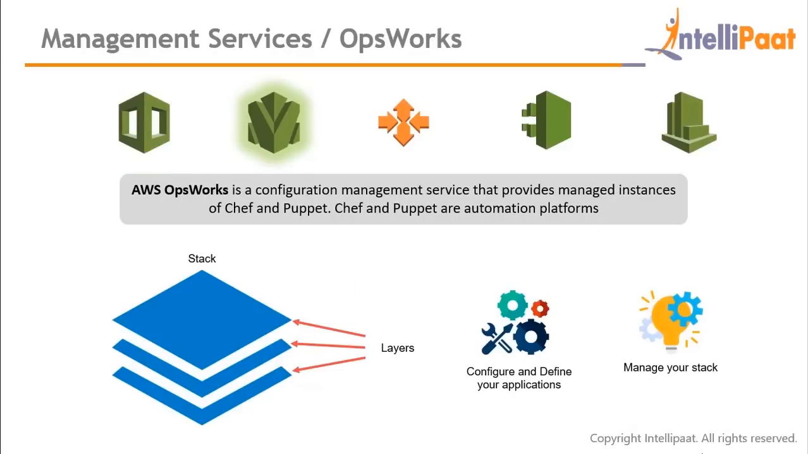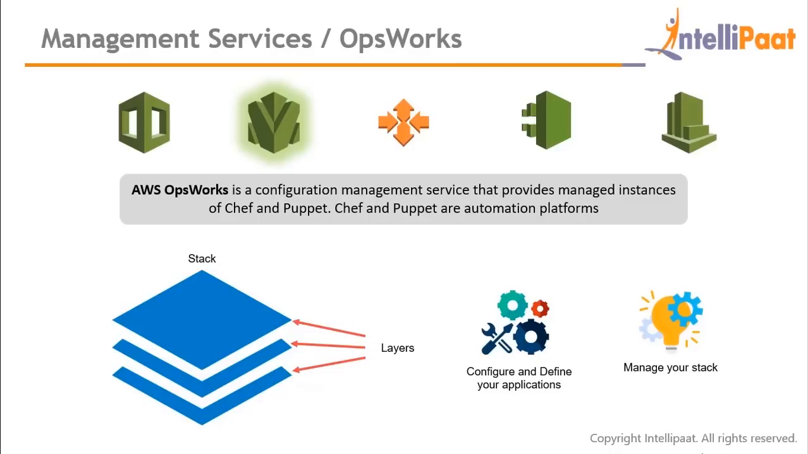AWS OpsWorks is a configuration management service. OpsWorks provides managed instances of Chef and Puppet. So what are Chef and Puppet? They are automation platforms that allow you to use code to automate the server configurations of your application. Also, what are OpsWorks stacks?